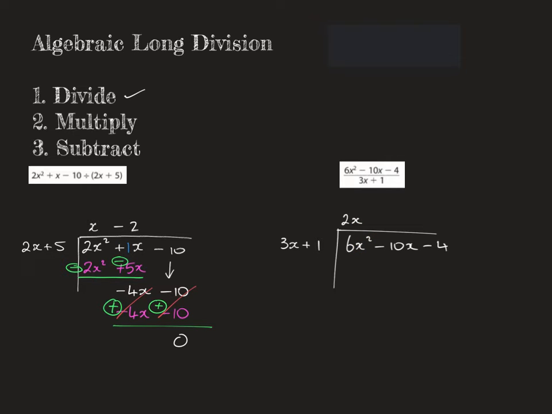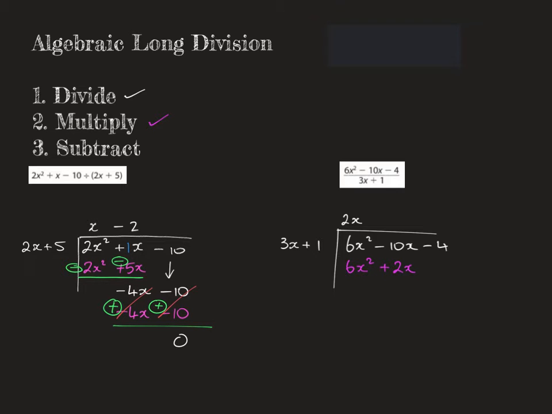Okay, so that brings us on to the multiply section. So, like we just said there, 3x times 2x will give us 6x squared. So we'll type that in. But now we need to do plus 1. So plus 1 times 2x will give us plus 2x. So we've done everything we can do there. We can't multiply anything else.